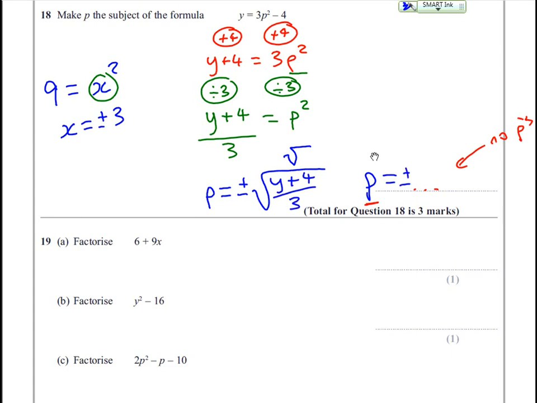And that's more coming on to A-level stuff. If you do A-level maths, you'll see more of this plus or minus thing. That's your answer.